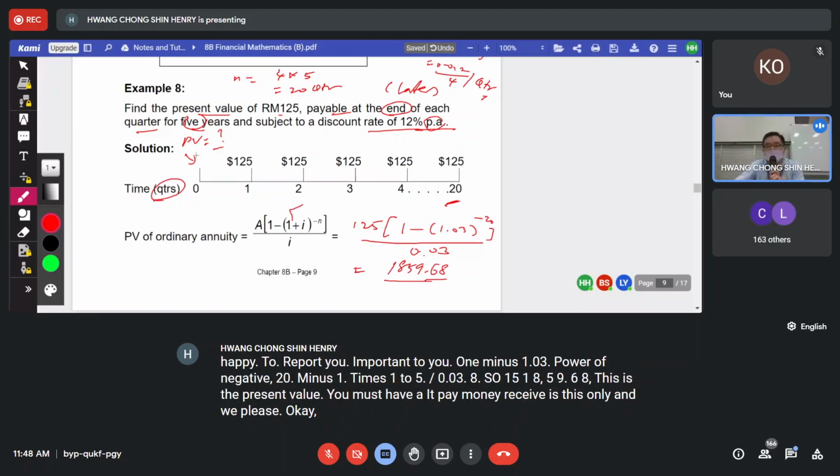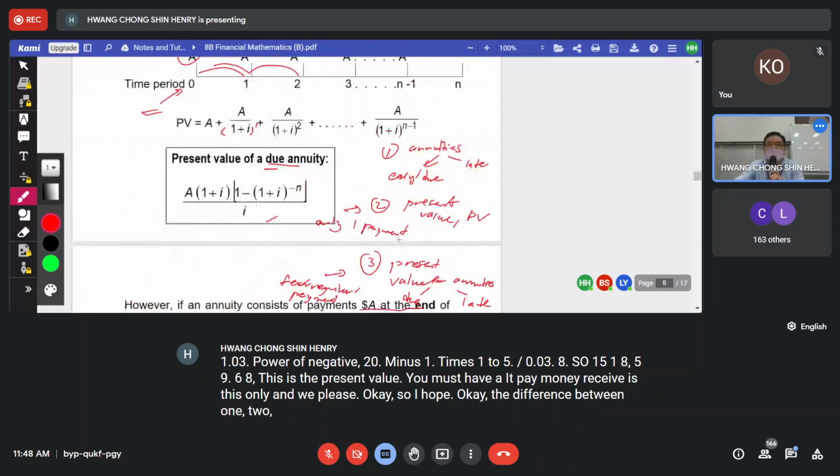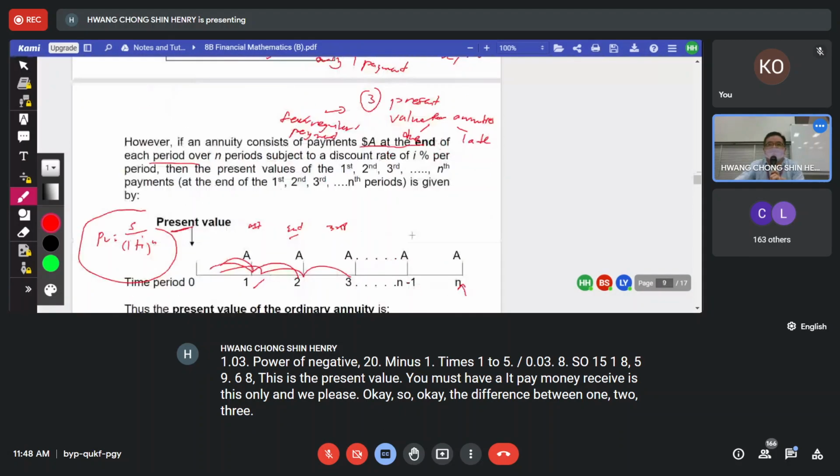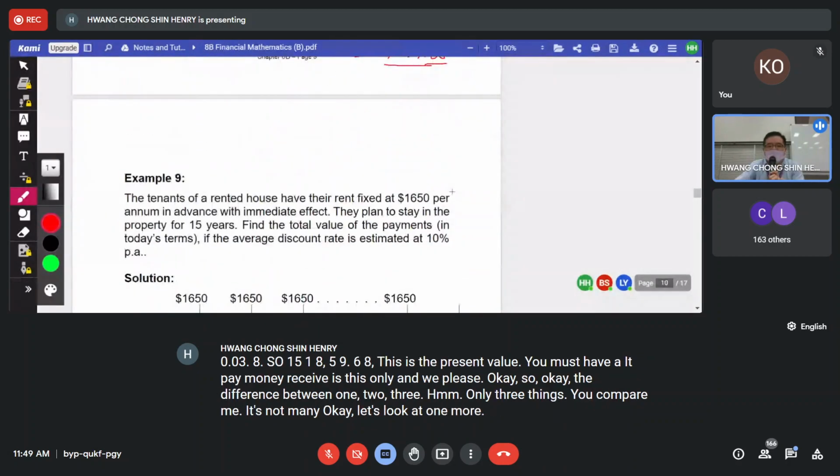Okay, so I hope you all can clear the difference between 1, 2, and 3. Only 3 things you compare, it's not many. Okay, let's look at one more example.